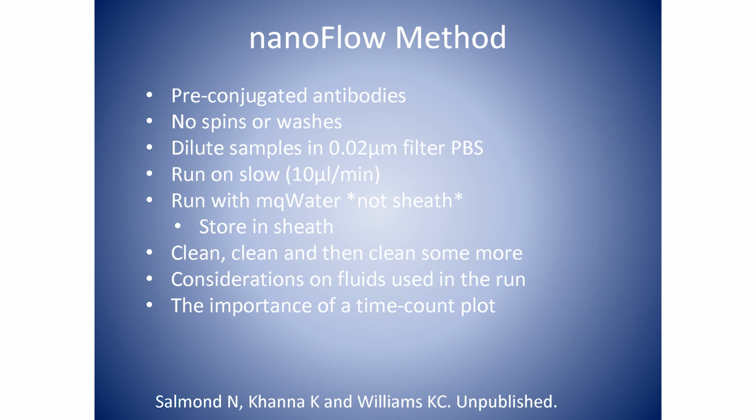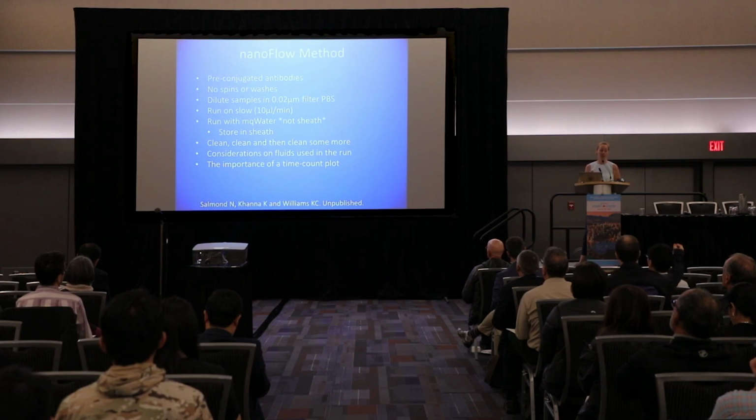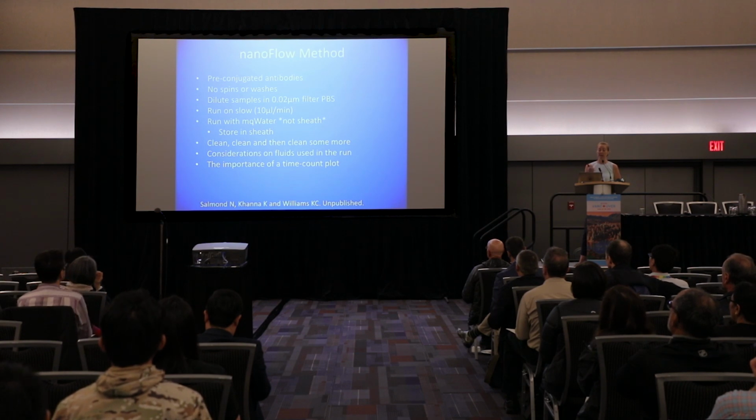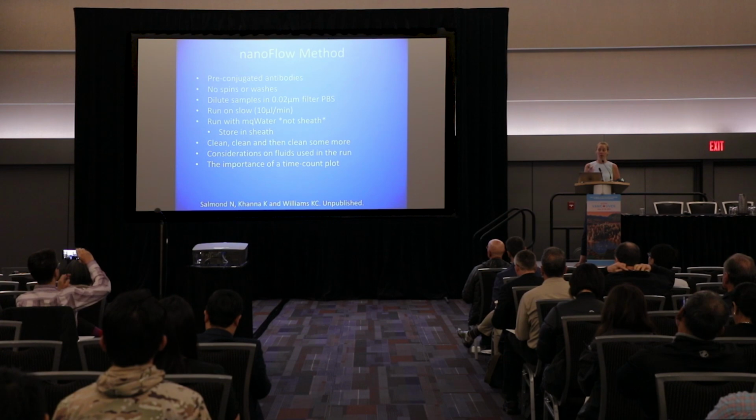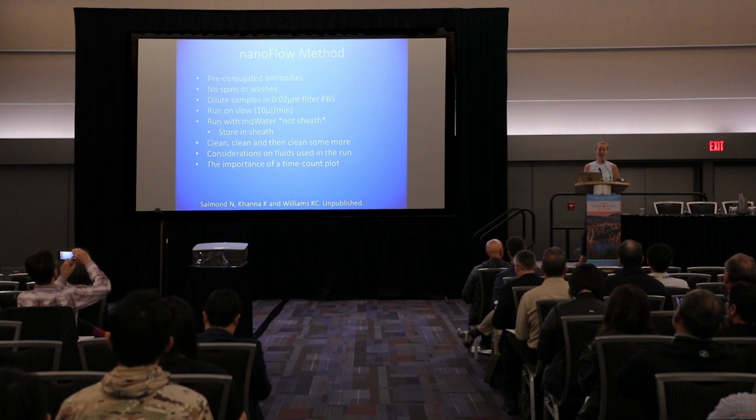For most of the things I'm going to show you, just a couple of the methods we use: we always use pre-conjugated antibodies. This is important because we don't want to do washes. As soon as you start doing spins and washes, you start losing some of your sample. We also dilute our sample in 0.02 micron filtered PBS, and that's how we run it. It decreases our background noise. We also run on slow. This is really important because with standard flow cytometers, if you run EVs on fast, you will not see anything. So you have to run it on slow.